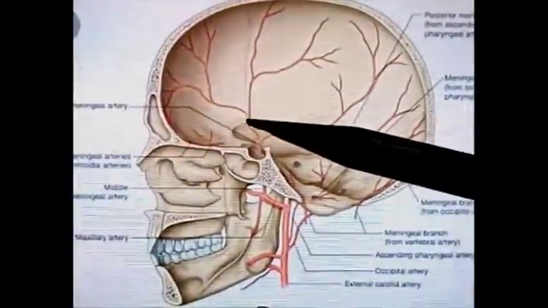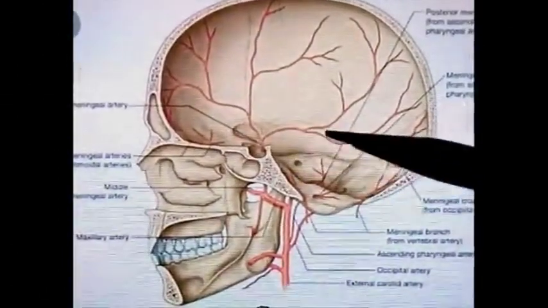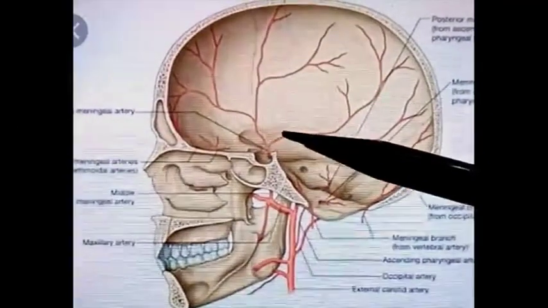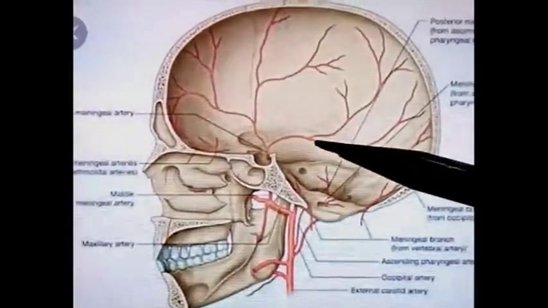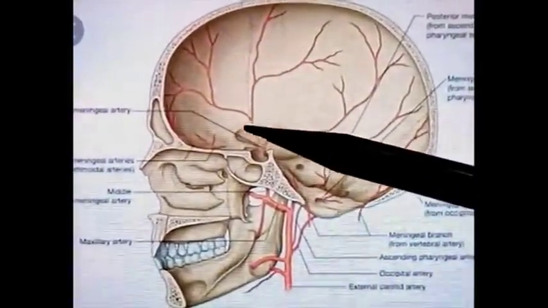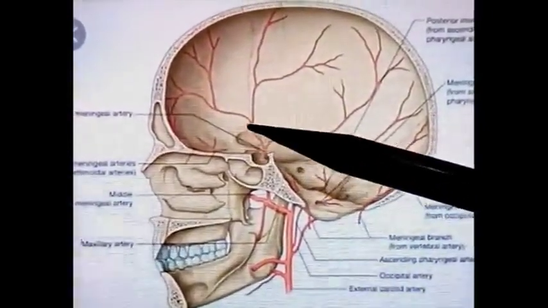So this diagram shows the further course of middle meningeal artery. Here we can see this is middle meningeal. It divides into two branches, posterior parietal branch and anterior frontal branch. And this is the area of the pterion where four bones are uniting.